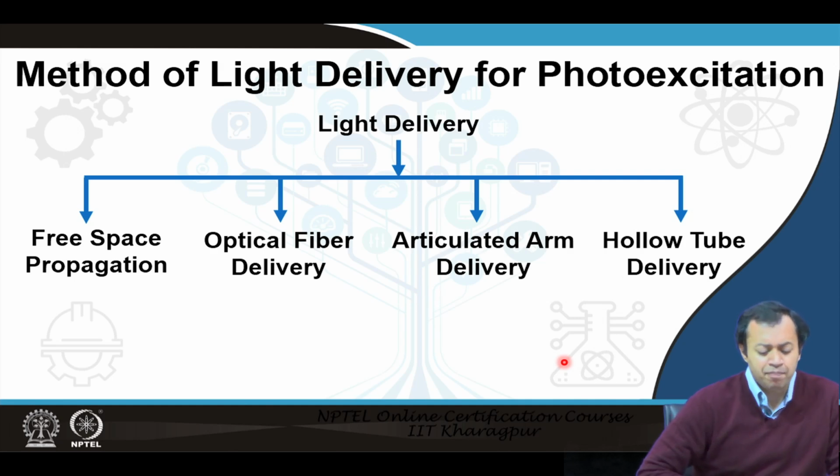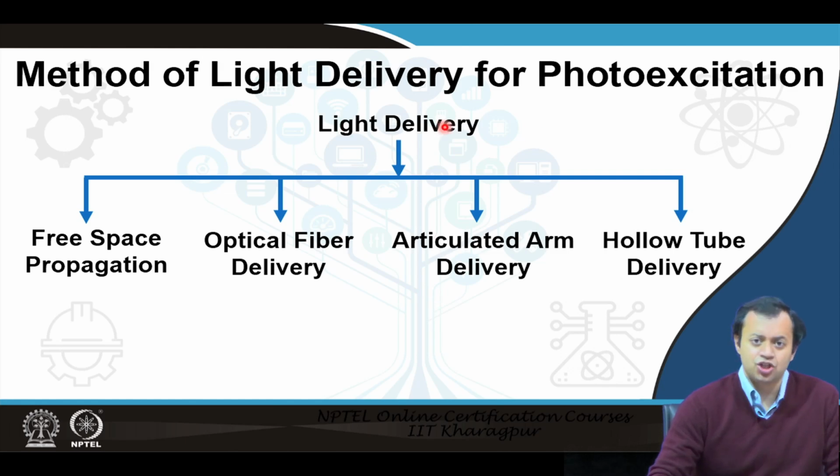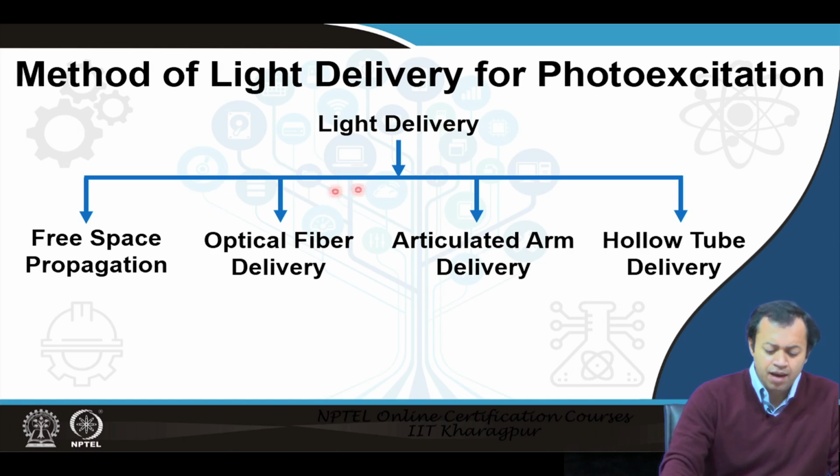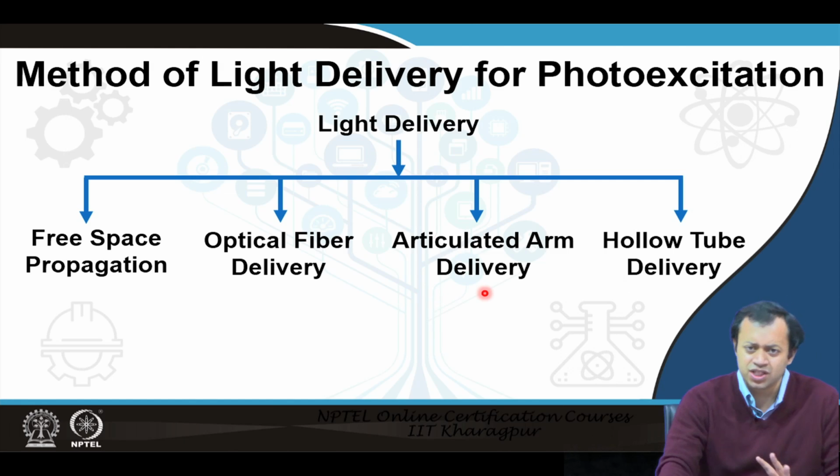Now, there are a couple of methods, or more than a couple, by which light can be delivered for excitation at the tissue level, towards the tissue, towards the organ. There are other methods, this is not an exhaustive list, but these are the most common.